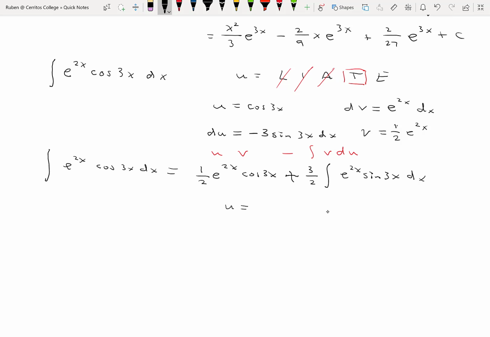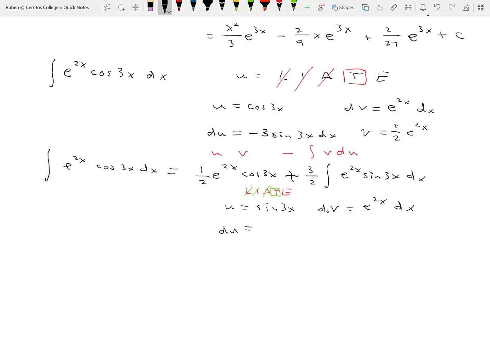So if I let u equal the sine of 3x, again going through LIATE, the first thing we hit is a trig function. LIATE says you look for logarithms, nope, in the last integral. Inverse trig functions, nope. Powers, nope. Trig function, yeah. u equals sine 3x. So then dv in the integral must be the rest, e to the 2x dx.